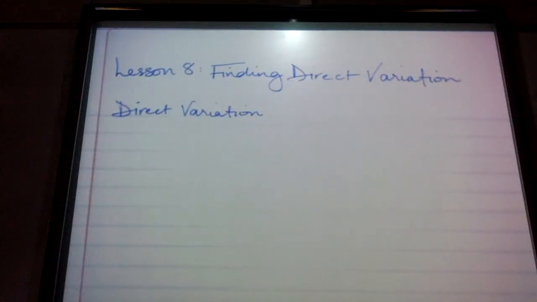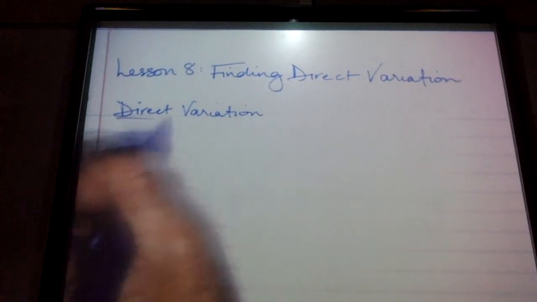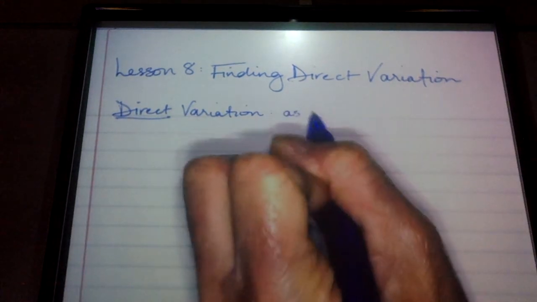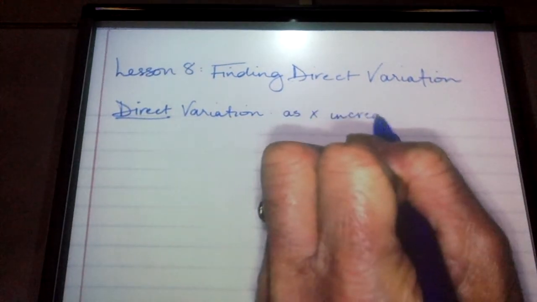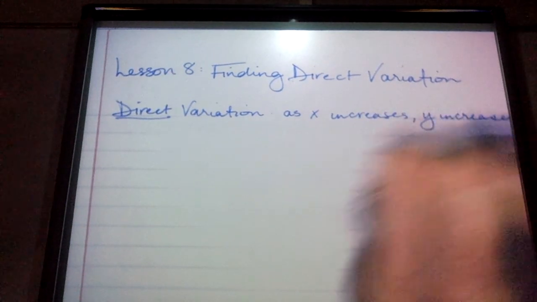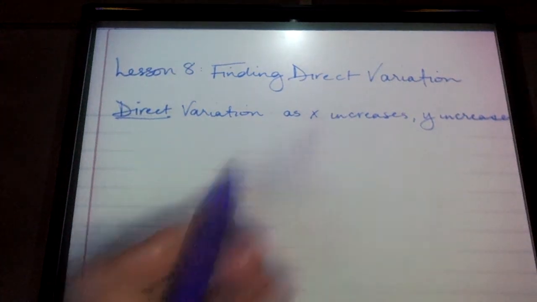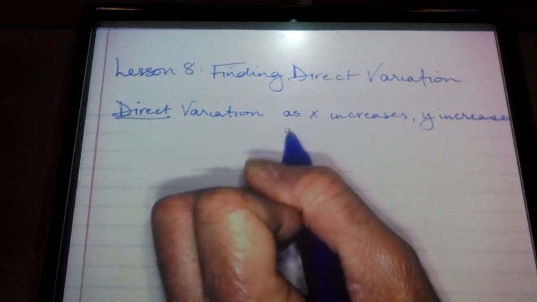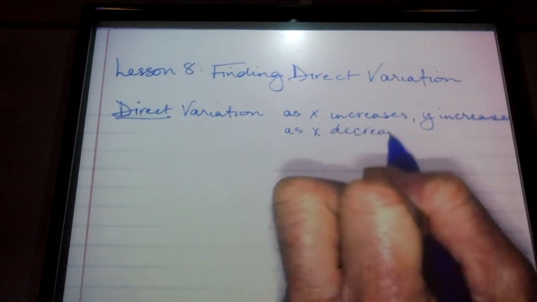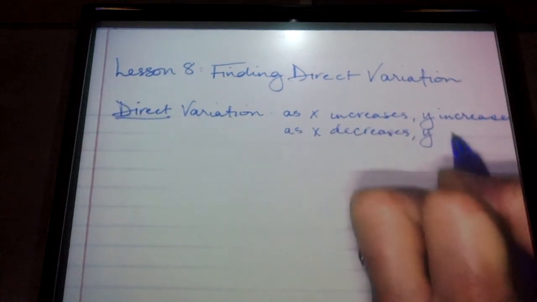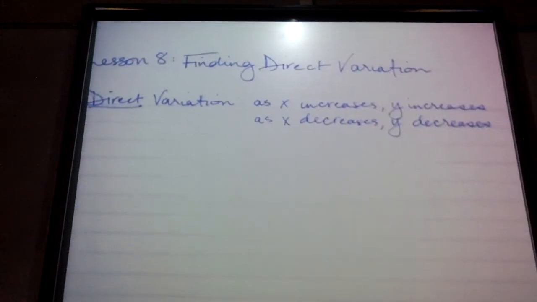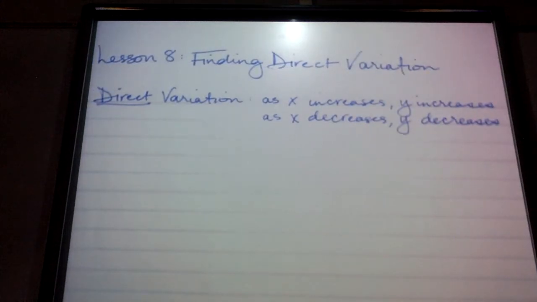is a relationship between x and y. And direct means that they move in the same direction. So as x increases, y increases. So it's a direct relationship. If one goes up, the other goes up. The same is true in the reverse. As x, or your input, decreases, then so does your output. Y would also decrease.